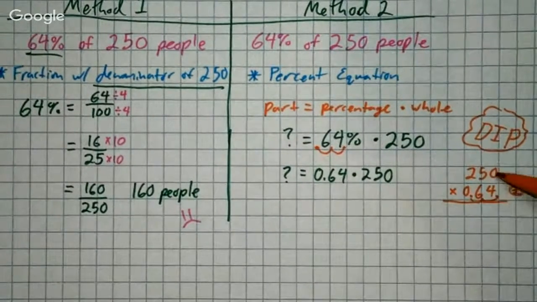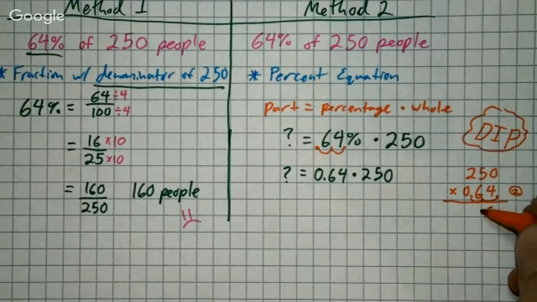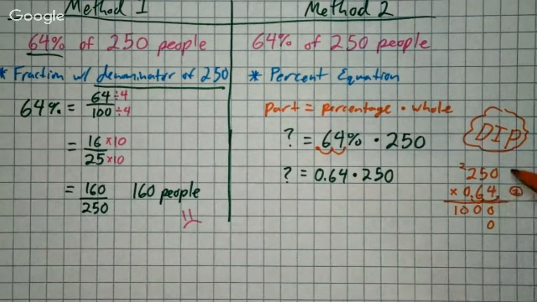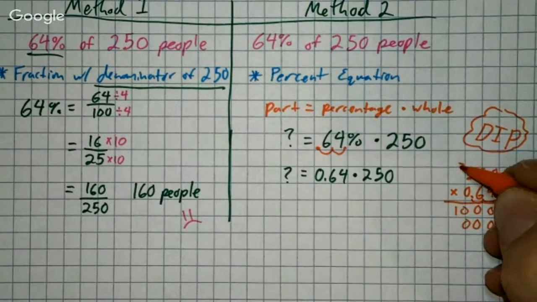And then I multiply. 4 times 0, 0. 4 times 5, 20. 4 times 2 is 8, plus 2 is 10. I got to draw my placeholder. 6 times 0 is 0. 6 times 5 is 30.